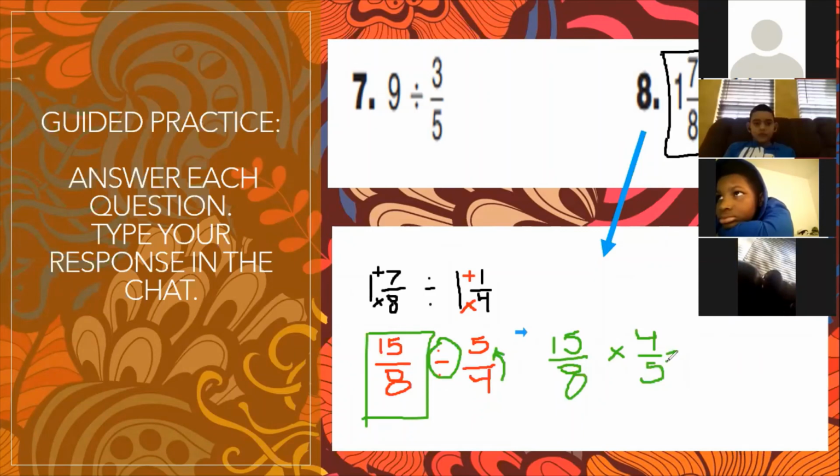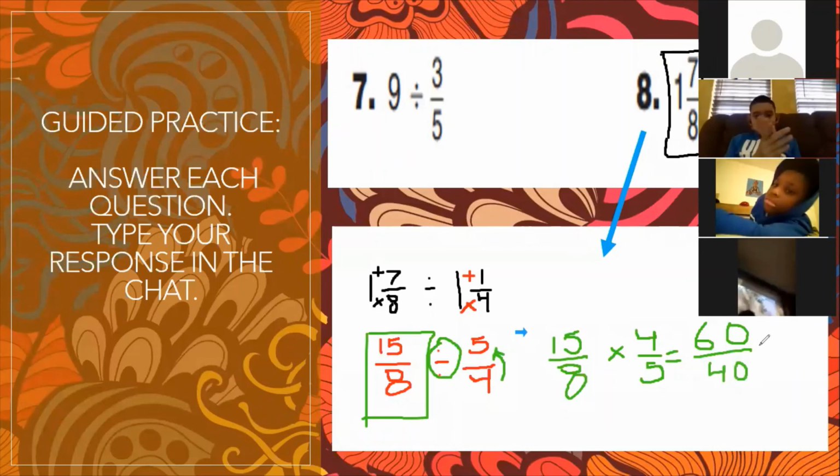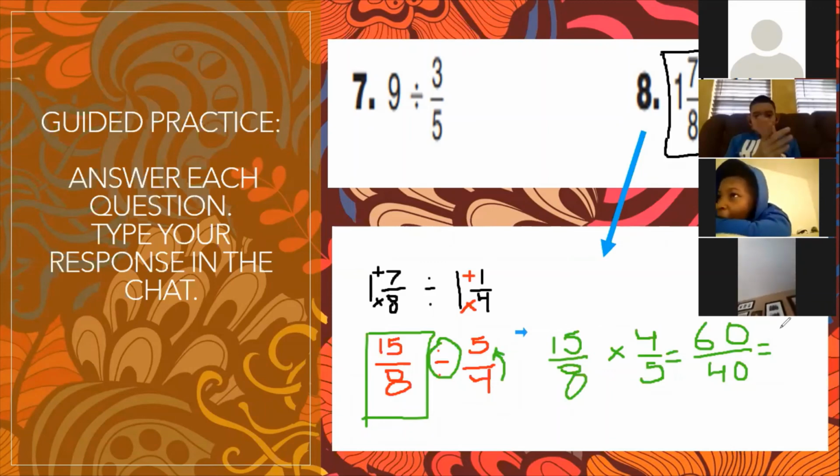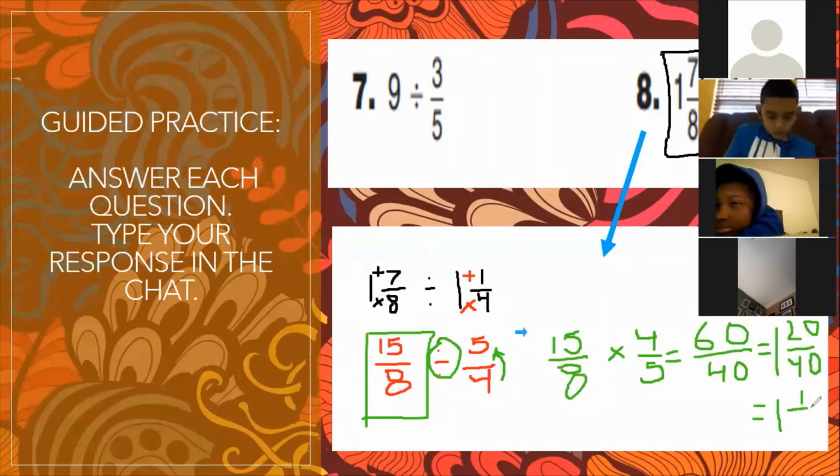60. Did someone say 16? 60. Okay, good. And what is 8 times 5? 40. Can I leave this the way it is? No. How many groups of 40 can I make out of the number 60? 1, and how much would I have left? 20 out of 40. Can I leave it this way? No. What does 20 out of 40 simplify to? 1/2. Good, because 20 is half of 40.